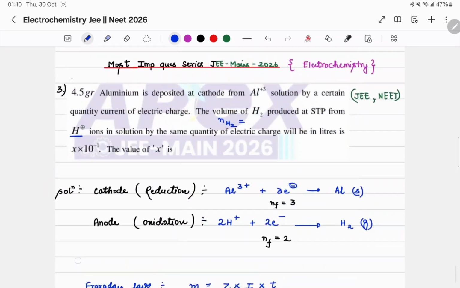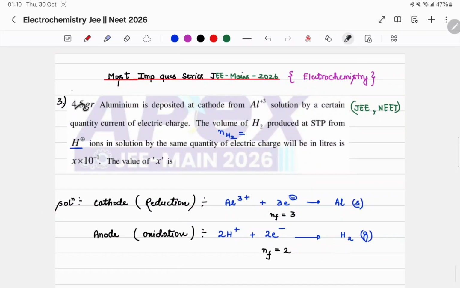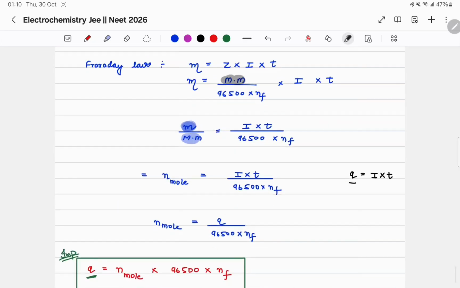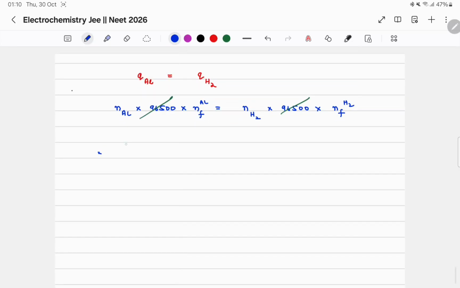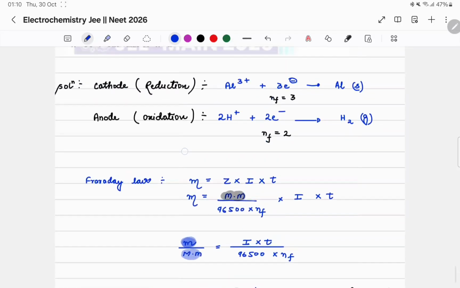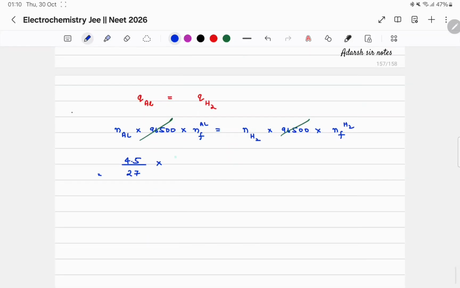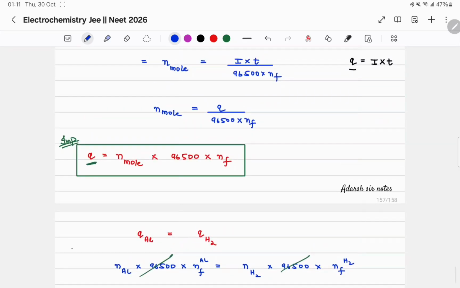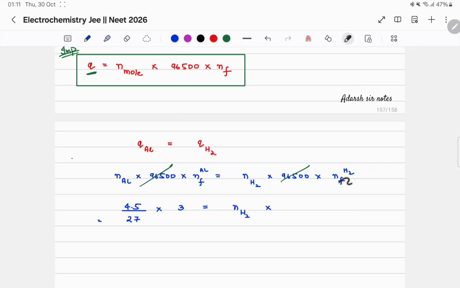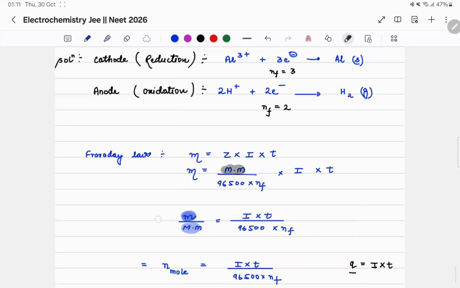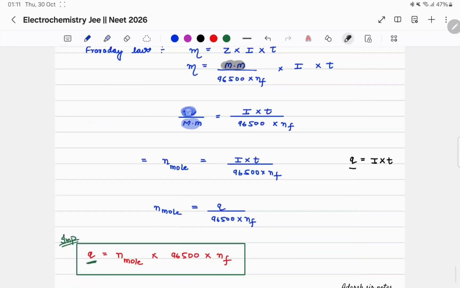We can check it. What is the given mass of aluminium? See, in the question they have already given how many grams? 4.5 gram. So given mass I can write 4.5 gram, divided by molar mass. What is the molar mass of aluminium? It will be 27. What is the N factor of aluminium? Just now above we have written the N factor of aluminium is how much? 3. So that 3 I am going to write. So this will be equal to number of moles of hydrogen, that is our only target, multiplied by the N factor for hydrogen. Let's check what is the N factor for hydrogen. If we check, the N factor for hydrogen is how much? 2.